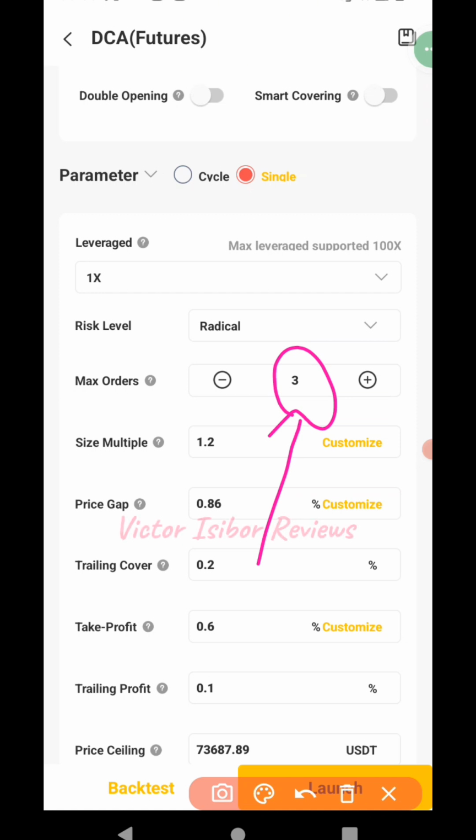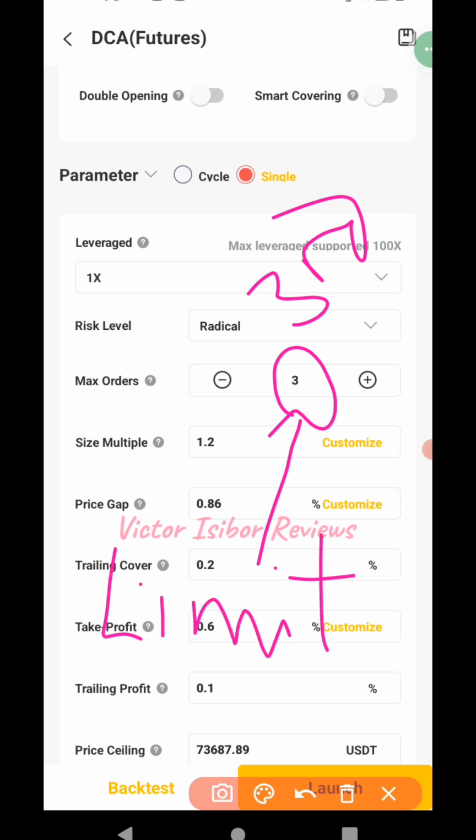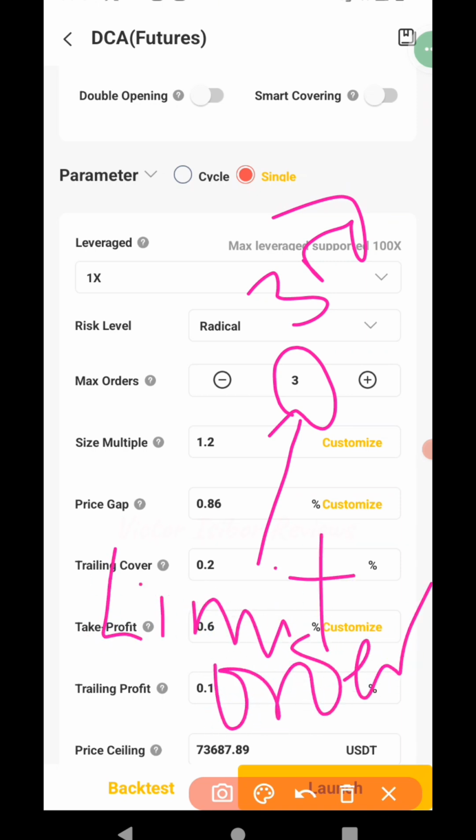I'm telling the robot that all the settings I have put here, go into the market, do it, take profit, come out. Go into the market again, do it, take profit, come out. Then go into the market a third time, do it, take profit and come out. But the moment this robot goes into the market for the third time, it will show limit order. While that trade is going on, it will write limit order. It's a notification to tell you that the errand you have sent me, I am at the limit order now.